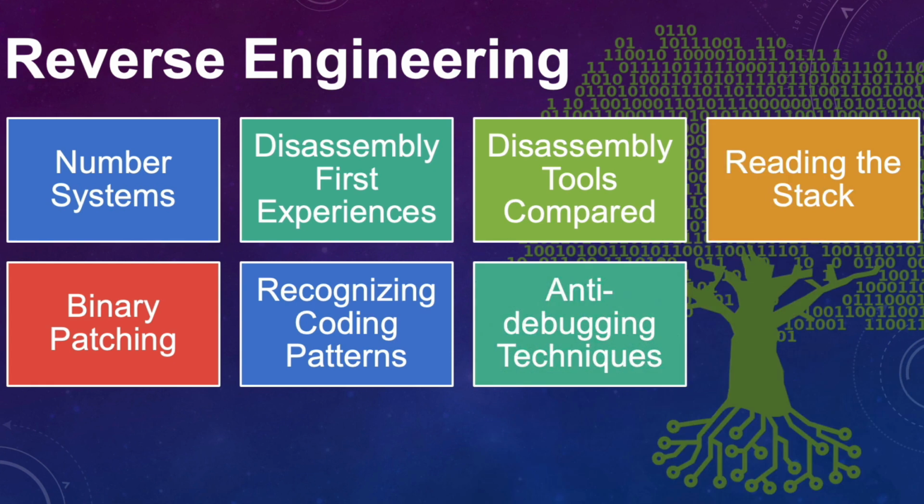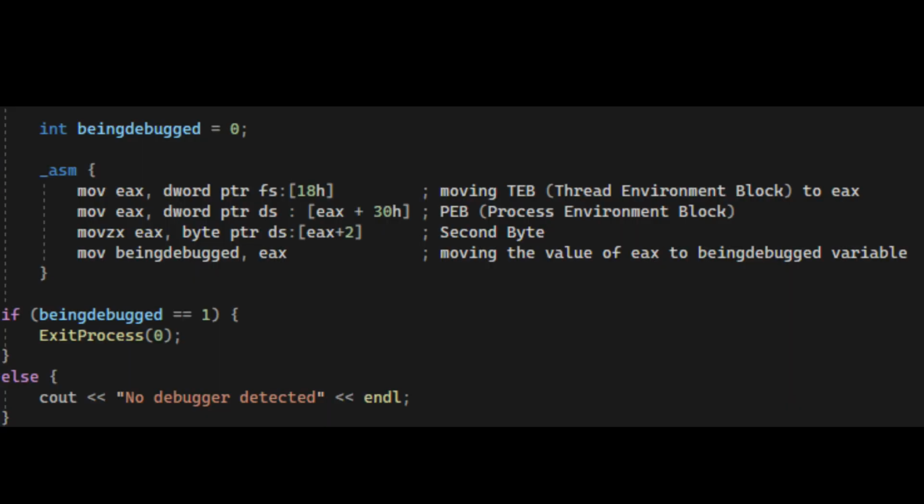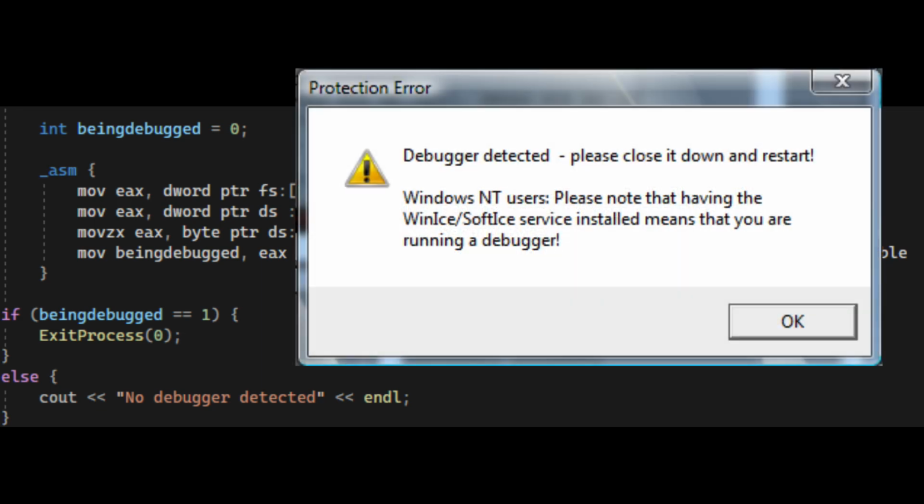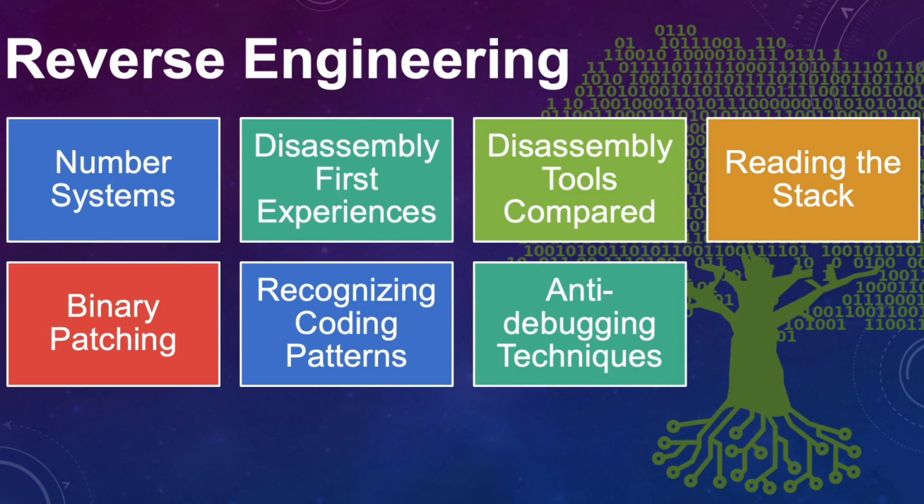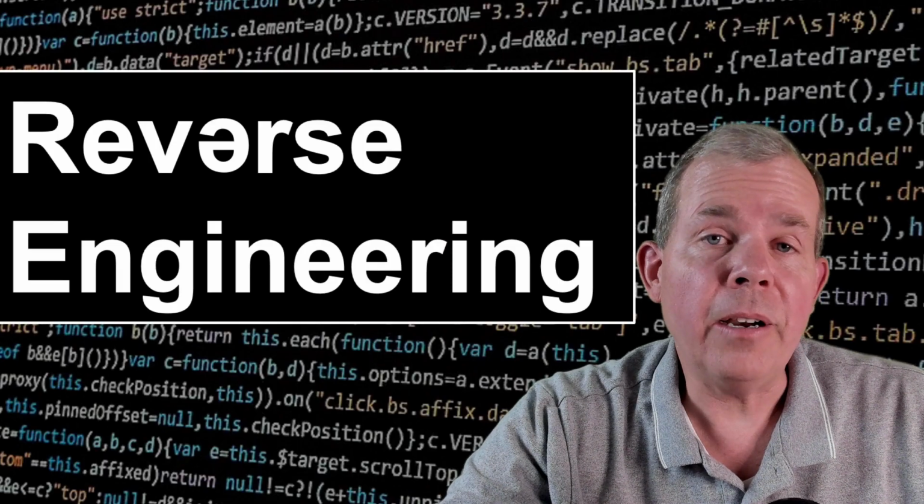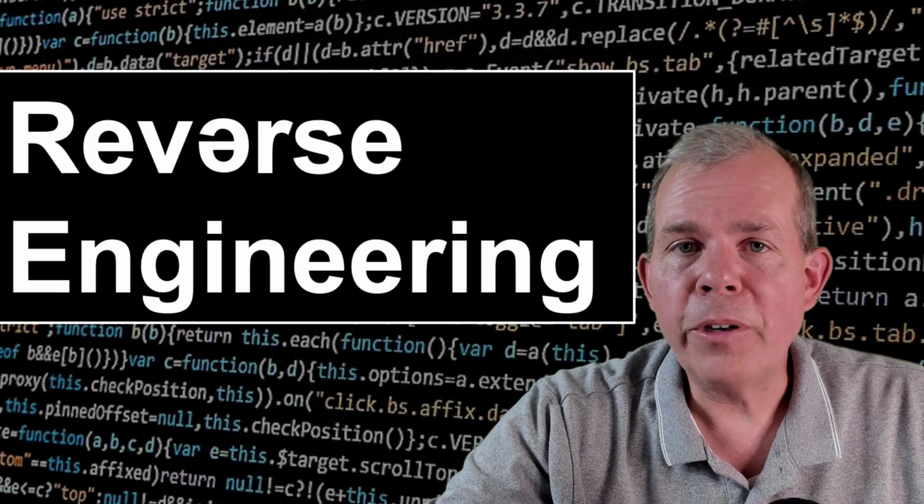And then anti-debugging techniques is the ability to deal with a piece of software that is trying to hide from you. So this is a cybersecurity topic where we are looking at software that knows that you are reverse engineering it and you're trying to avoid that. And then finally, we'll do some fuzzing techniques. So this whole course here is about software reverse engineering.